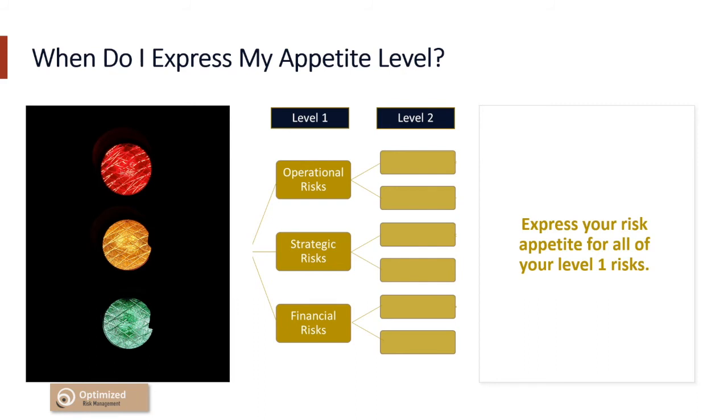If you haven't defined your risk categories yet, you can refer to my video on risk taxonomies to get you started. You may also want to define appetite levels for your level 2 risk if they deviate from your appetite defined at level 1. For example, you may decide that you have a moderate appetite for operational risks in general, but perhaps you have a low appetite for operational risk associated with the likelihood and impact of fraud occurring.